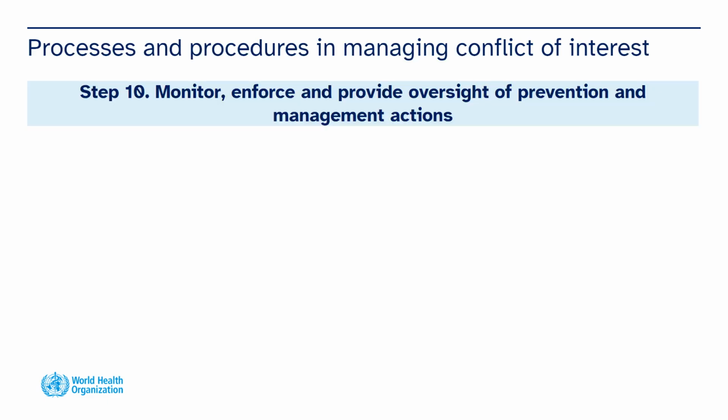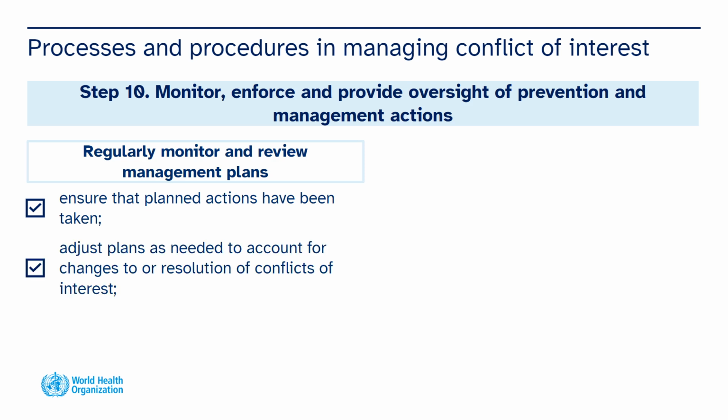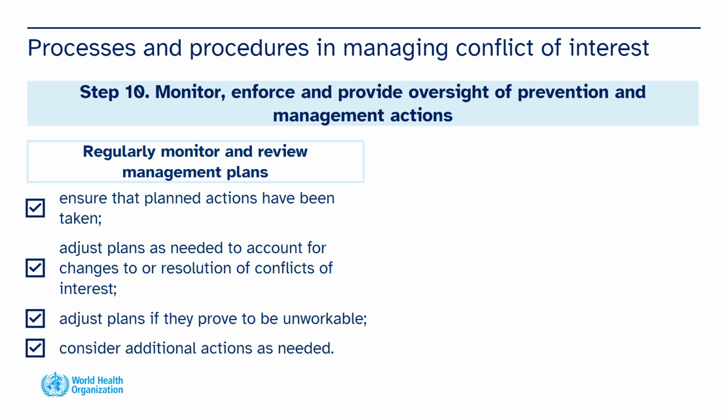Finally, in Step 10 we will look at monitoring, enforcing, and providing oversight of conflict of interest prevention and management actions. Once the appropriate strategies have been identified for preventing or managing the conflict of interest, the next step is to monitor compliance with the management plan, and decide on, and implement, actions for non-compliance. It is important to regularly monitor and review management plans. Ensure that planned actions have been taken. Adjust plans as needed to account for changes to or resolution of conflicts of interest. Adjust plans if they prove to be unworkable. Consider additional actions as needed.